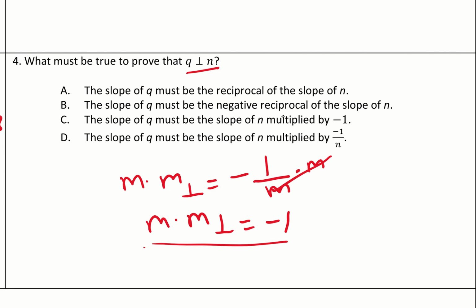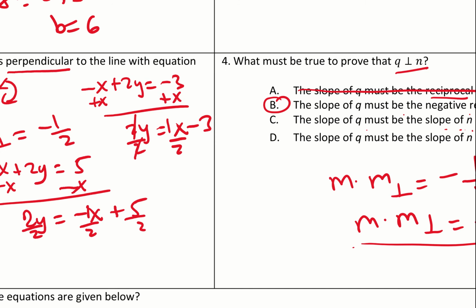So slope of Q must be the reciprocal of the slope, not the reciprocal, the negative reciprocal. So that's not true. The slope of Q must be the negative reciprocal of the slope of N, yes. Slope of Q must be the slope of N multiplied by -1. No, it's not multiplied by -1. This slope is equal to -1 when you multiply the 2 slopes, rather. And so yeah, so the answer is definitely going to be B.